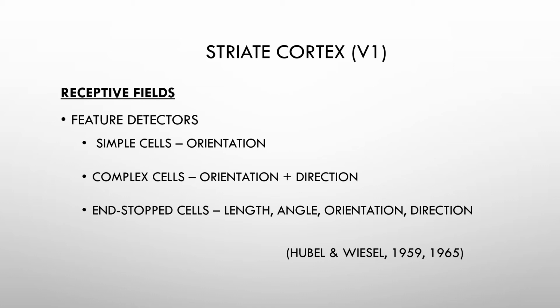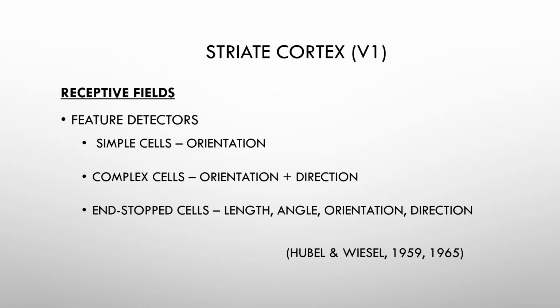This is already how we've done things, but one of the things I notice students get confused about a lot is the difference between these receptive fields, so what the neurons are responding to, and the organization or mapping of these different areas. So we have these different feature detectors. Okay, we have simple cells, which tell us about orientation, complex cells, which tell us about orientation and direction of movement, and end-stopped cells, or hypercomplex cells, that tell us about length, angle, orientation, and direction of movement.